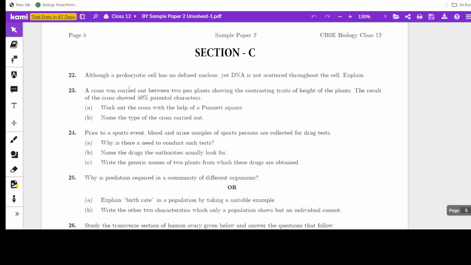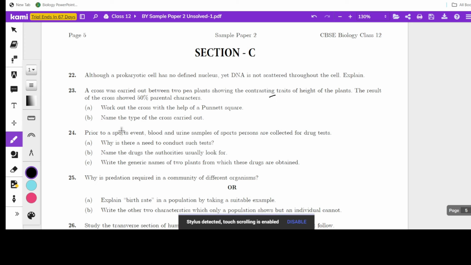Next question. A cross was carried out between two pea plants showing contrasting traits of the height of the plants. The result of the cross showed 50% parental characters. Let's work out the cross with the help of a Punnett square. The cross was carried out between two pea plants showing the contrasting trait of height. Height of the plants, it is tall and dwarf.